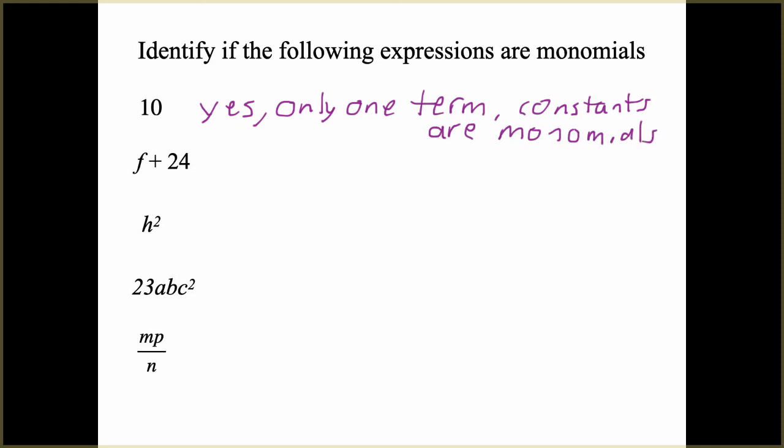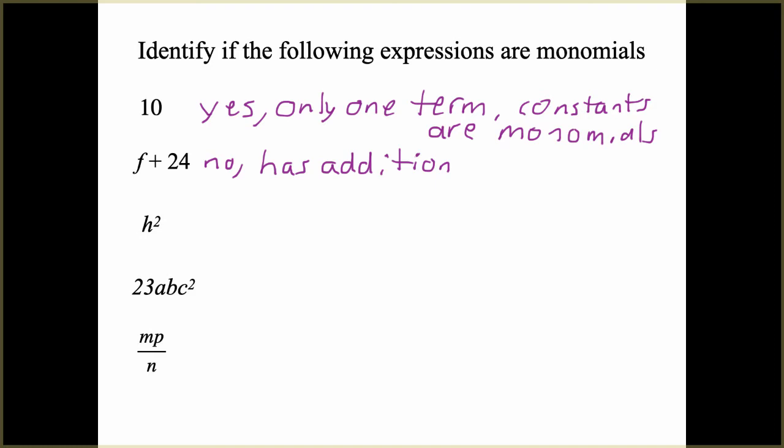Next we have f plus 24. Is this a monomial? In this case it is not. It has addition. So we have to put some reason in here, and one of those things we can say is it has addition. You could also say it has more than one term. And of course the reason why it has more than one term is we have addition in it.